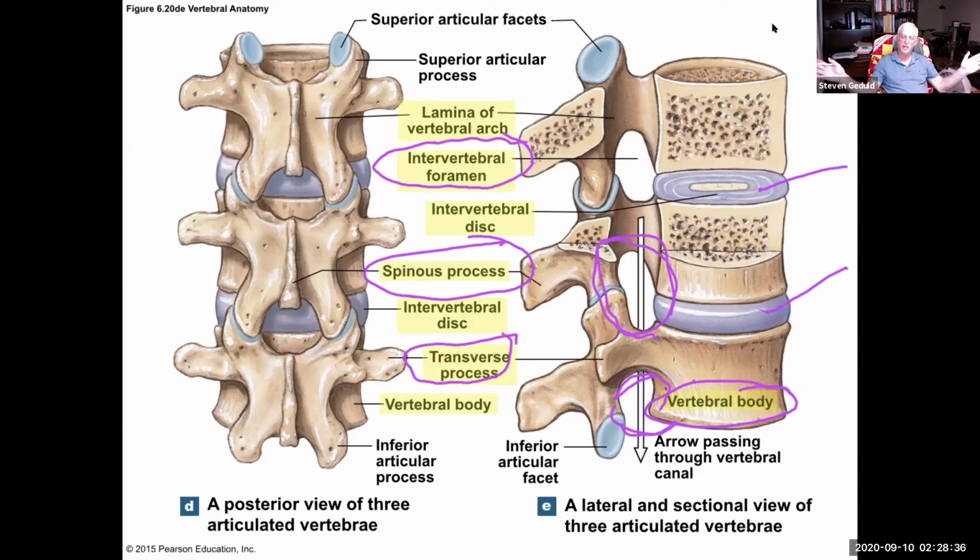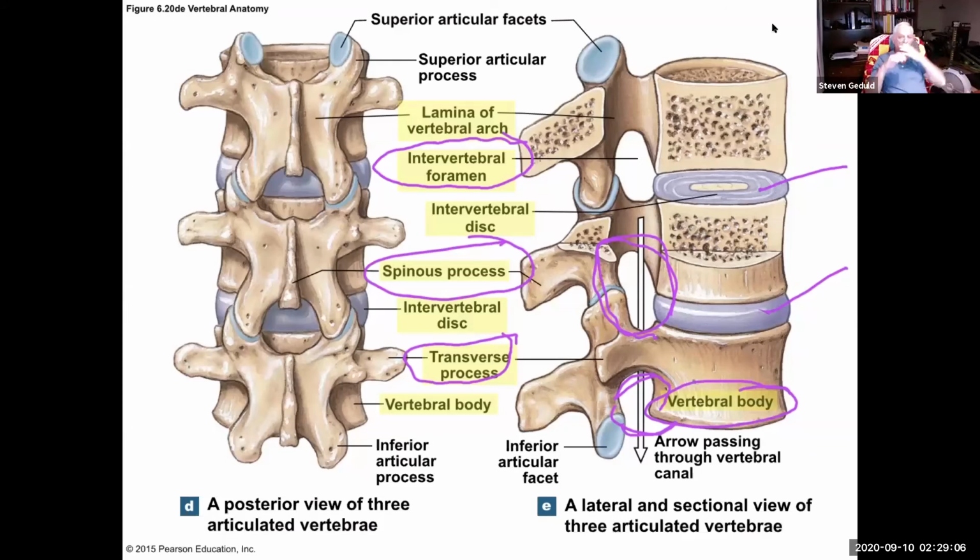Transverse processes go lateral, spinous processes go posterior. Between them is an intervertebral disc. That disc does not have fluid, does not have blood vessels, does not have nerves in it. It is just a pad of cartilage that prevents the squishing of those bones together. Okay? A herniated disc means those cartilage pads have been either displaced or completely gone, and then we have bone-to-bone contact, which causes pain.